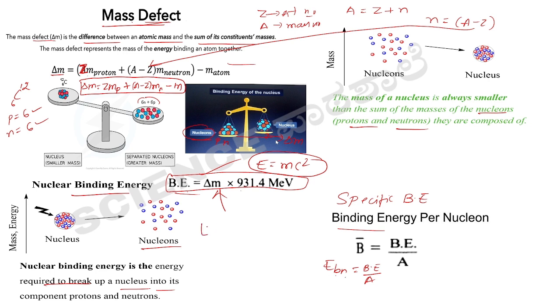The binding energy we can also write as EB is equal to delta M into 931.4 MeV. So binding energy per nucleon is equal to binding energy divided by atomic mass number. Clear? Got it? Yes, these are the formulas we have to remember while solving the numericals. We are going to apply all these formulas in the equations. Okay, let's start the class.